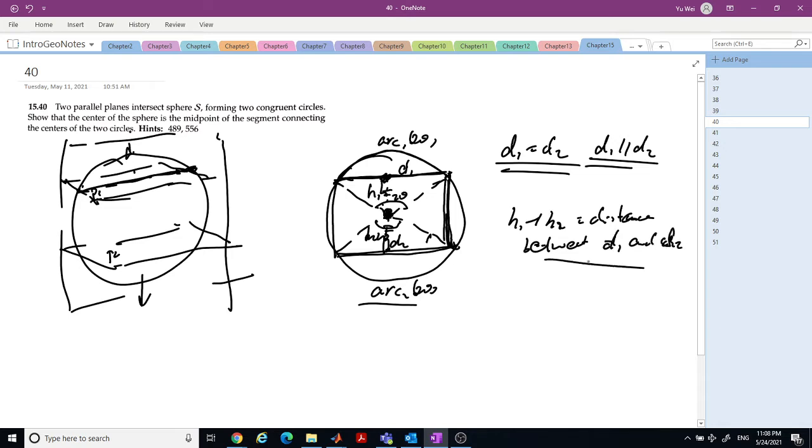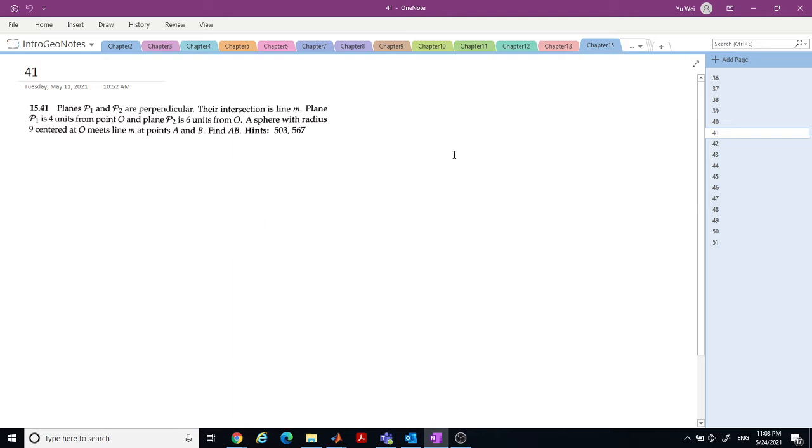So that's why you can also see M is the midpoint. Okay. Next, planes P1 and P2 are perpendicular, and their intersection is a line M.